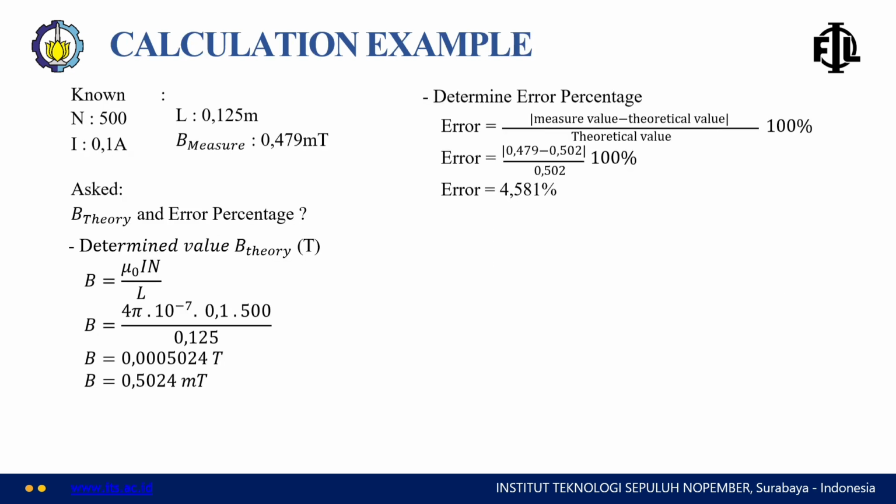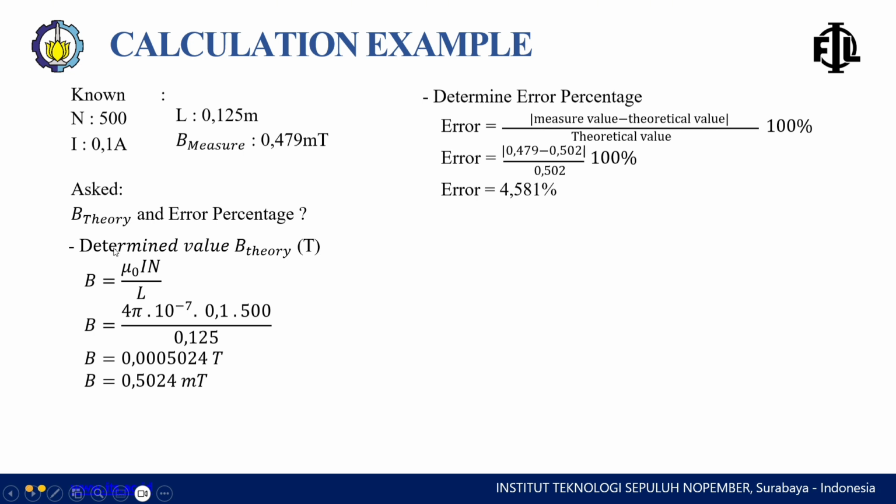Next, how do we obtain the calculated value? Here we have 500 turns, current of 0.1 ampere, length of 12.5 centimeter or 0.125 meter, magnetic field value of 0.479 millitesla. What we are looking for is the theoretical magnetic field and its error.